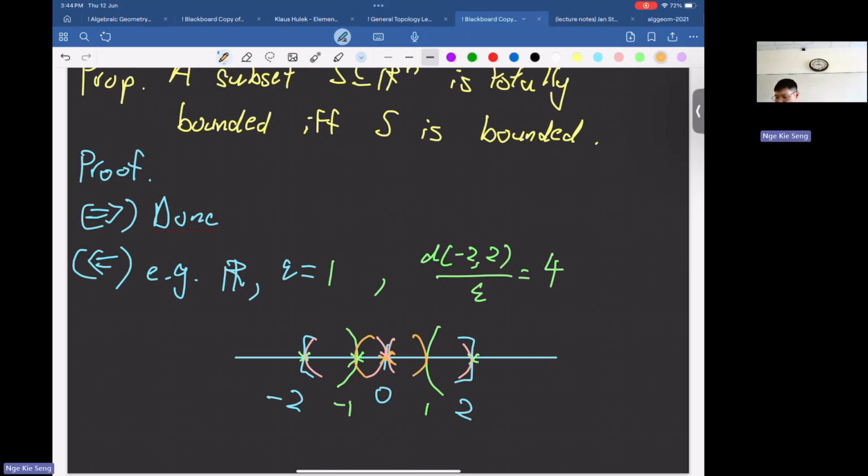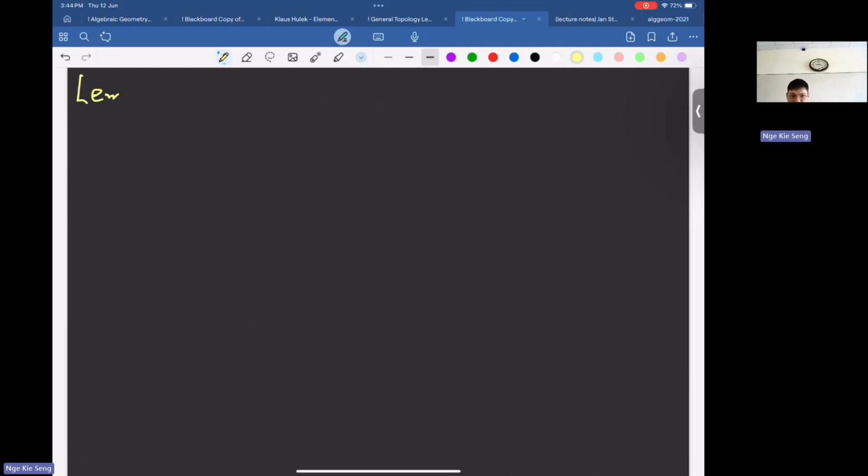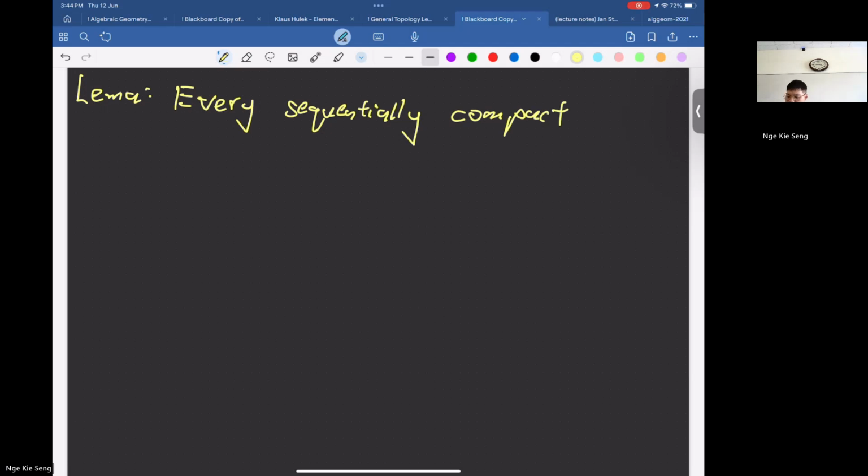Okay, next, there's some setup to do before we have the final theorem here. So this lemma says that every sequentially compact metric space is totally bounded.